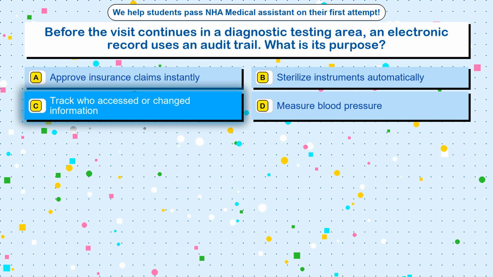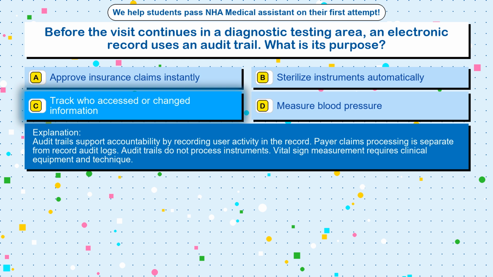The correct answer is option C, track who accessed or changed information. Audit trails support accountability by recording user activity in the record. Payer claims processing is separate from record audit logs. Audit trails do not process instruments. Vital sign measurement requires clinical equipment and technique.